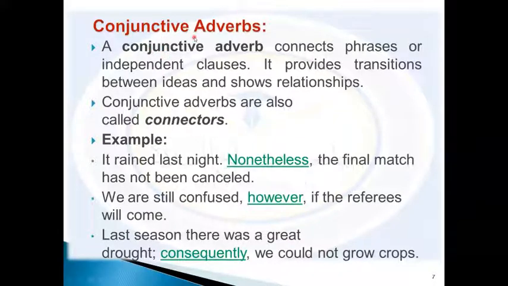Also we have the first reason, the second reason, such types of words: firstly, secondly, finally. All of them are used as what? Conjunctive adverbs. So you have two types of conjunctions, minor and major, or even connectors, major or minor connectors.